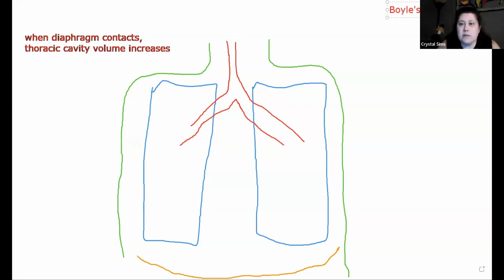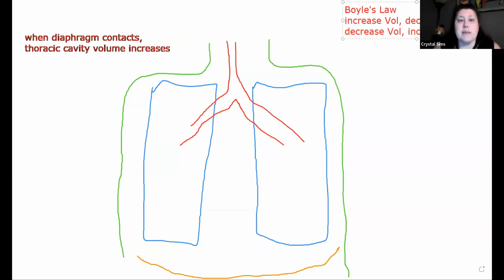And what Boyle's law says is that if we increase volume, we get a decrease in pressure. Okay, so if volume increases, pressure is going to decrease. Okay, and then we have the opposite of that. If we decrease volume, we increase pressure.